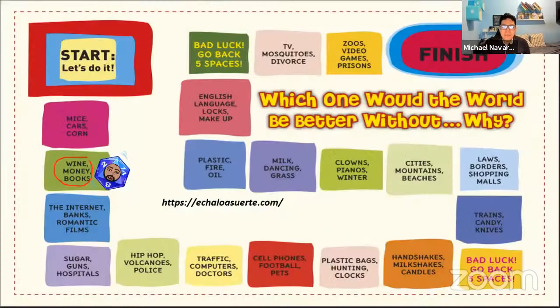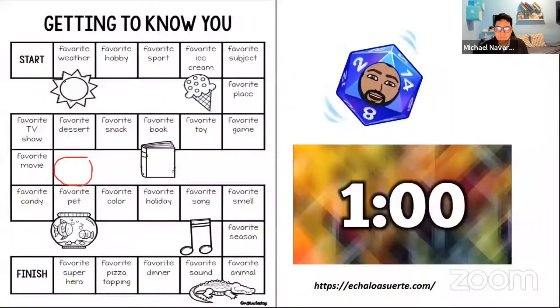But teacher, this board game can be a bit advanced. What about my elementary students? So I have an activity for elementary students and it is called Getting to Know You, right?